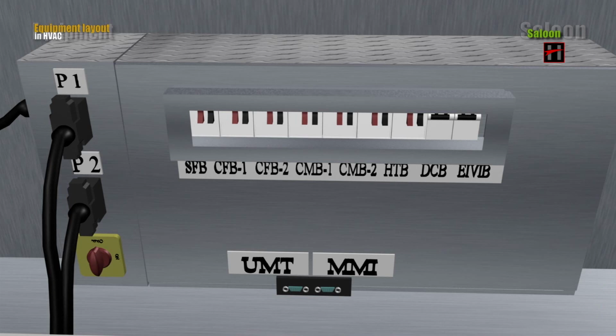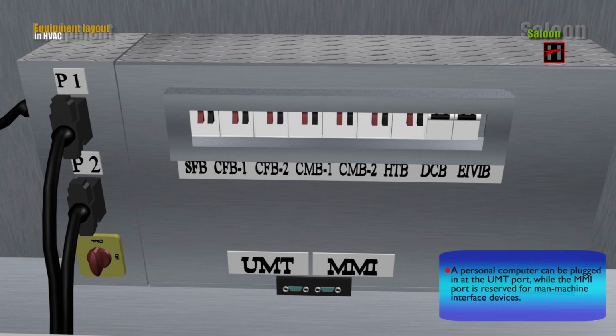There are two RS-232 service interfaces. A personal computer can be plugged in at the UMT port, while the MMI port is reserved for man-machine interface devices. Do not attempt to connect a PC to the MMI port. It may get damaged. The PC or MMI can be used to operate and to monitor the status of all critical components.